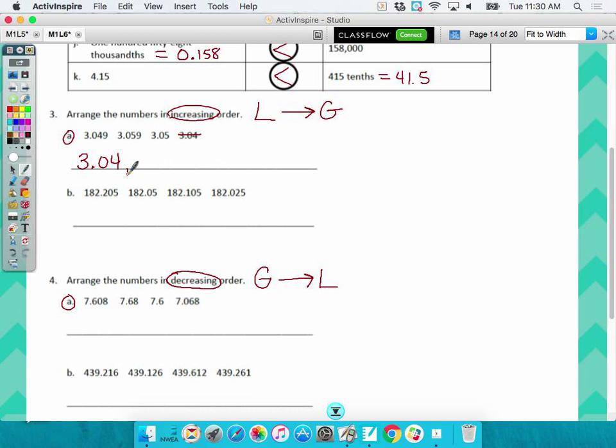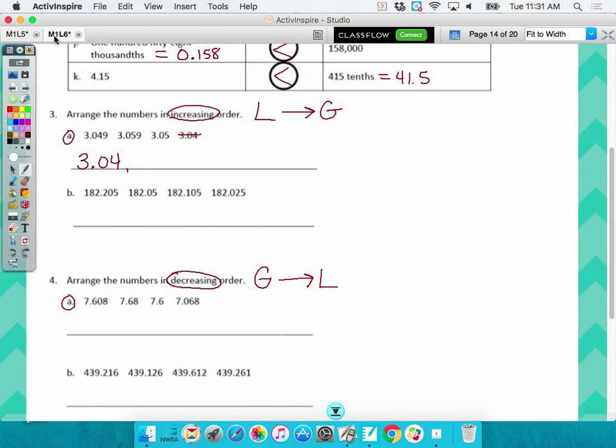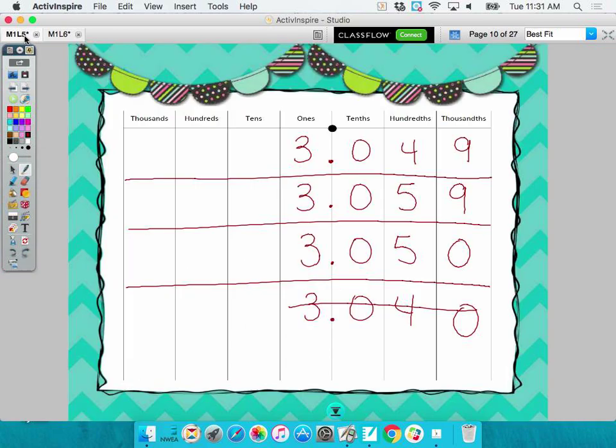Now, if I weren't paying attention, I might just go ahead and write 3 and 5 hundredths next. But since I'm paying attention, and I'm just looking at the 49, 59, and 50, which number is smallest now? 49. So, 3 and 49 thousandths. They didn't get you, did they? No. Okay.